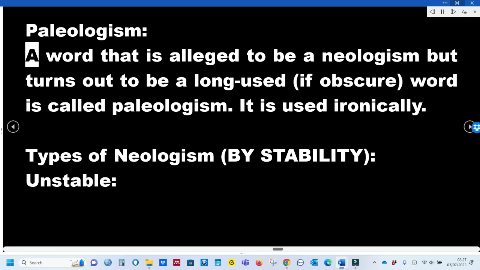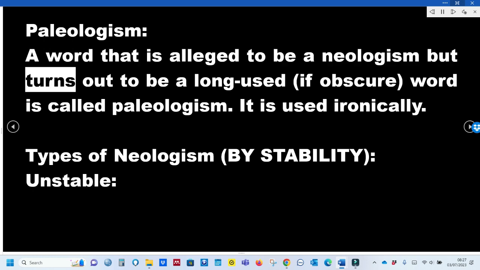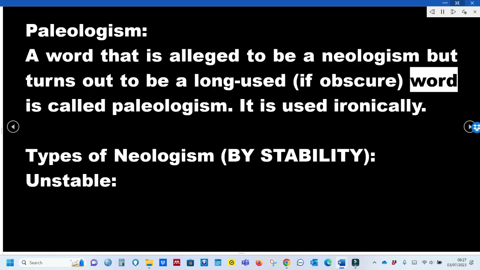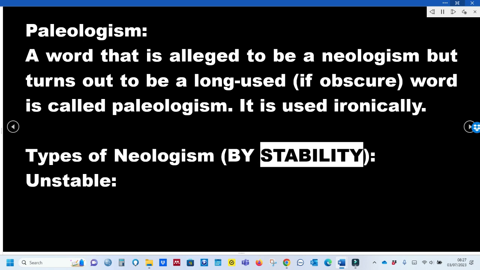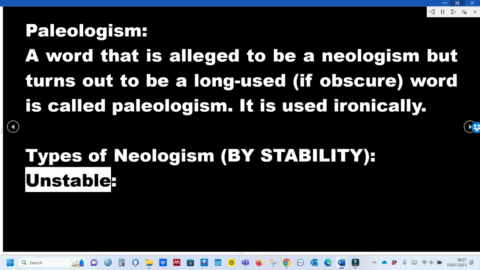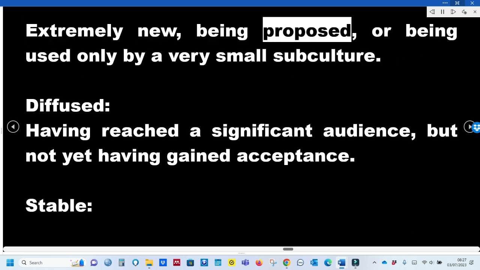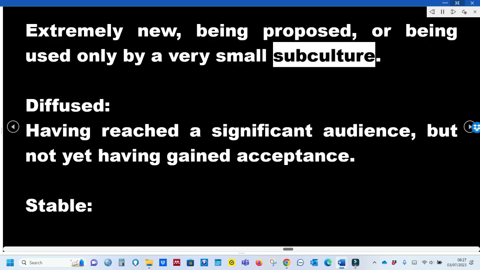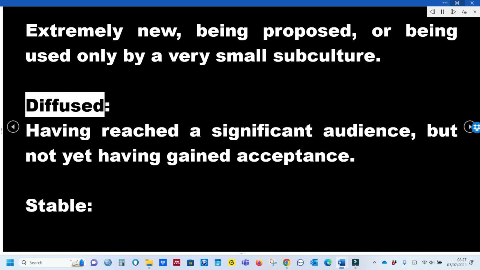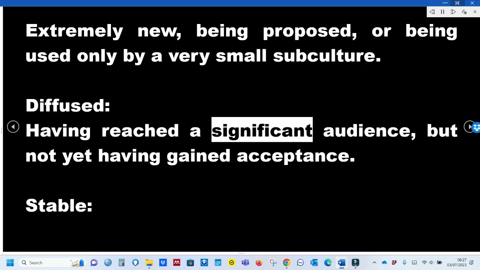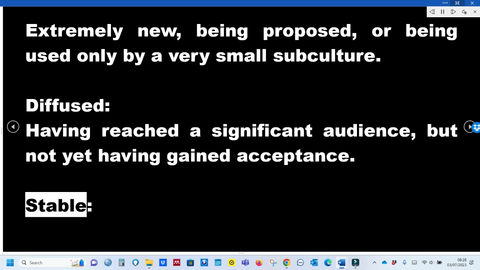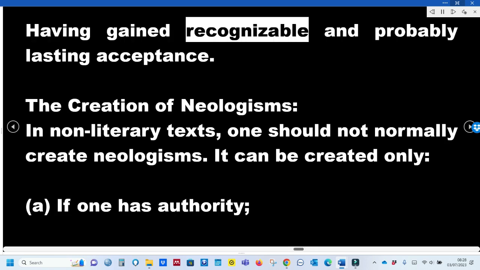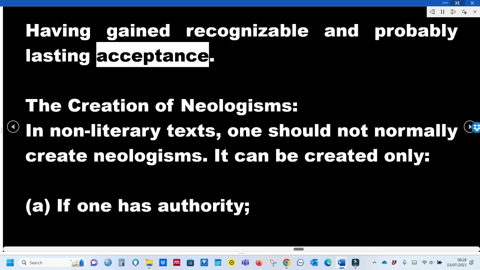Paleologism. A word that is alleged to be a neologism but turns out to be a long-used, if obscure, word is called paleologism. It is used ironically. Types of neologism, by stability. Unstable. Extremely new, being proposed, or being used only by a very small subculture. Diffused. Having reached a significant audience, but not yet having gained acceptance. Stable. Having gained recognizable and probably lasting acceptance.